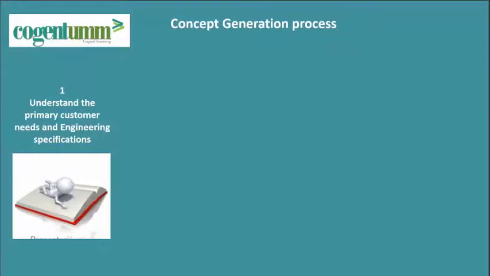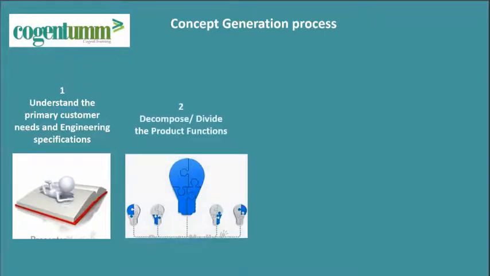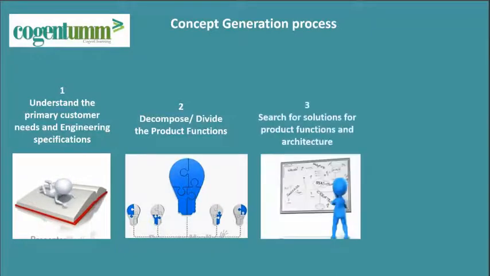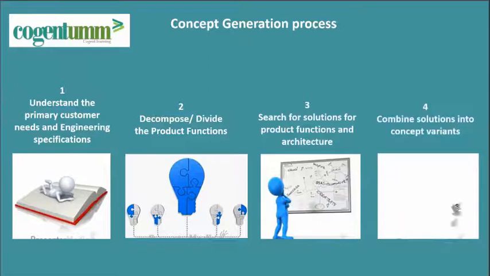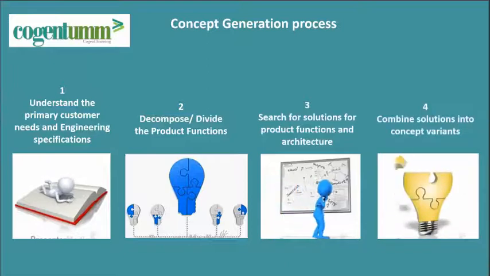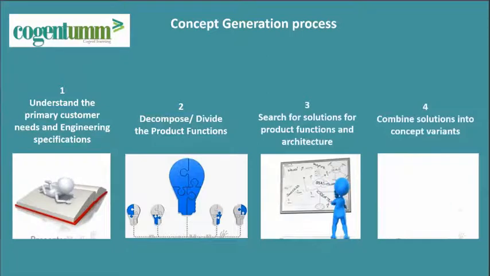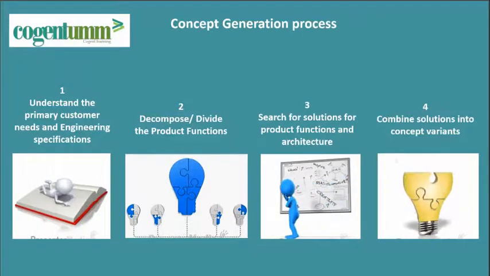Based on the customer need focus, the design task is decomposed or divided into sub-problems that may be easily understood and solved. The second stage is to decompose or divide the product function. The third stage is searching for the solution for each function. It's the most important process of idea generation, and we will learn the different methods of searching for solutions. The next step in the process is to combine the solution ideas per product function into concept variants. This step in the process is very challenging and non-linear.